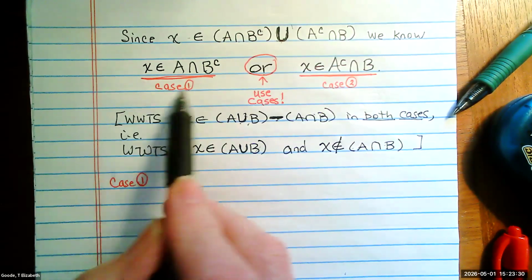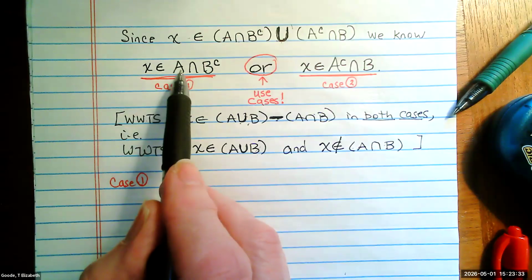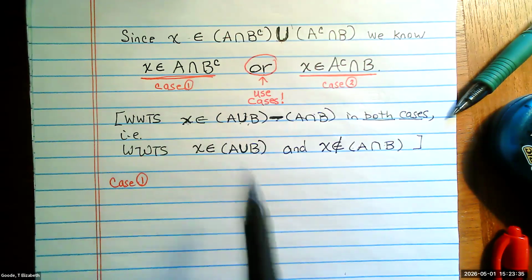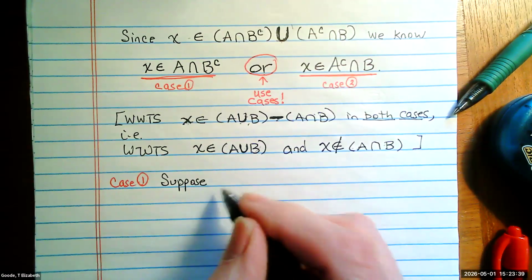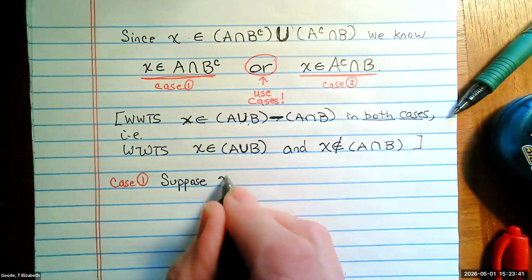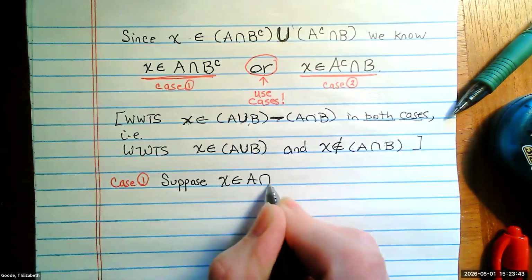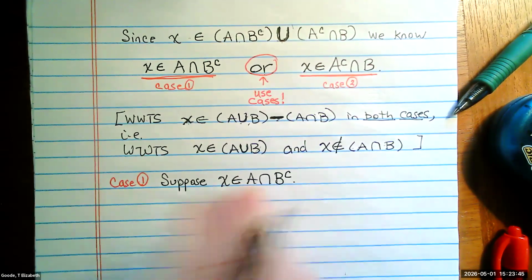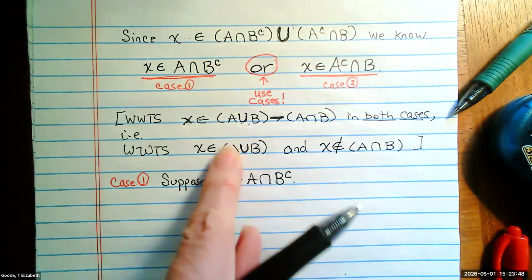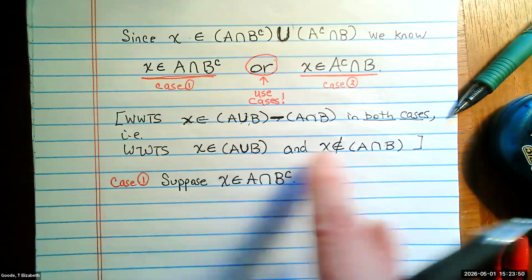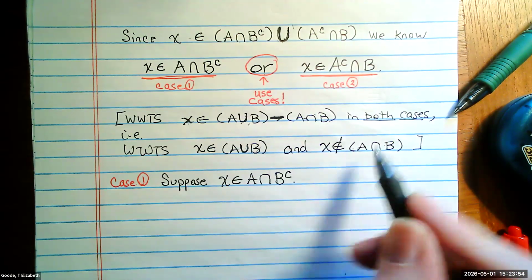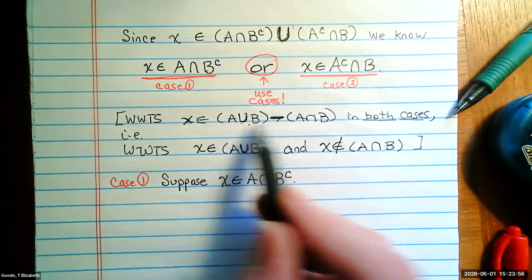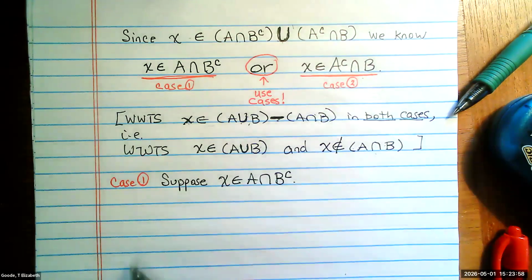Case one is the case where X is an element of A intersect B complement. So let's suppose X is an element of A intersect B complement, right? And then we'll prove this wish. We'll prove X is in A union B and X is not in A intersect B, and that'll get X right where we want it in this set difference. Then we'll do case two.